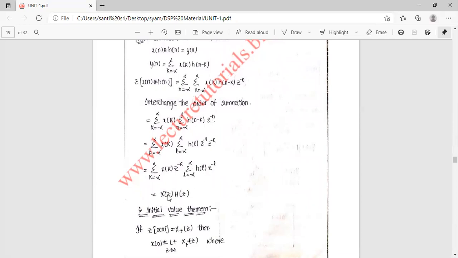So the convolution in time domain becomes simple multiplication in frequency domain. So we can do things easily in the frequency domain. Convolution takes a rather big process in the time domain, whereas in the frequency domain we just multiply the two components. So convolution in time domain becomes simple multiplication in frequency domain.